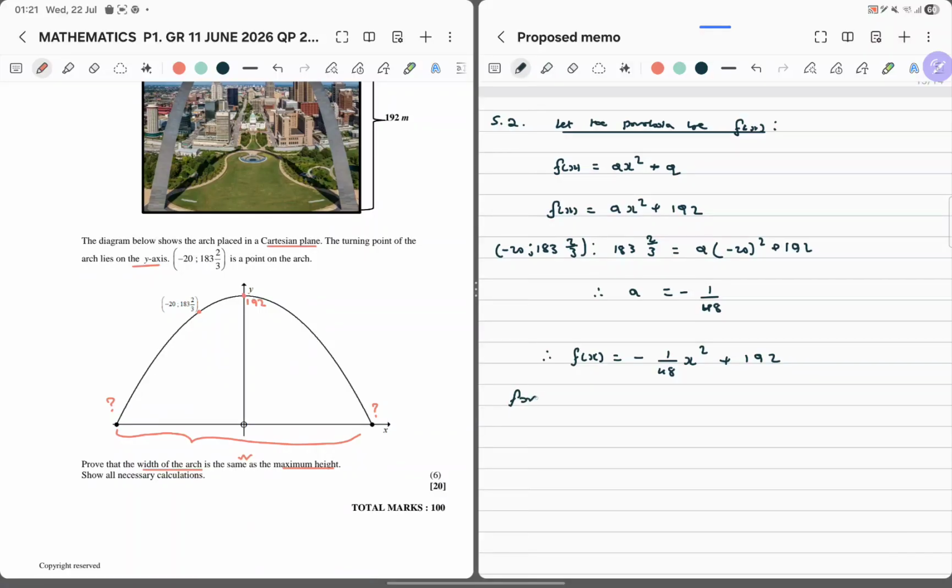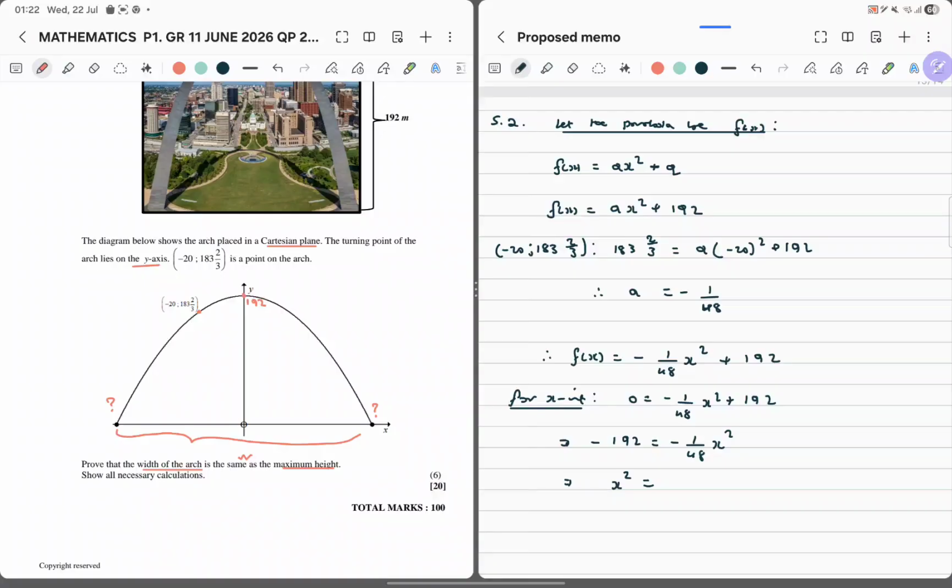So now we are looking for the x-intercepts. So this is minus 1/48 x squared plus 192 equals 0. So this implies minus 192 is equal to minus 1/48 x squared. So this implies that x squared is equal to, I'm taking 192 and dividing by 1/48.